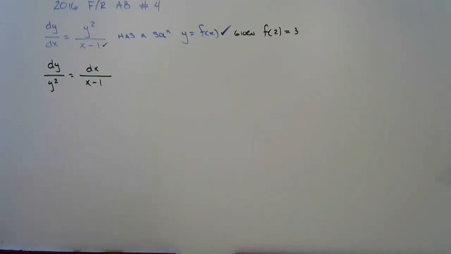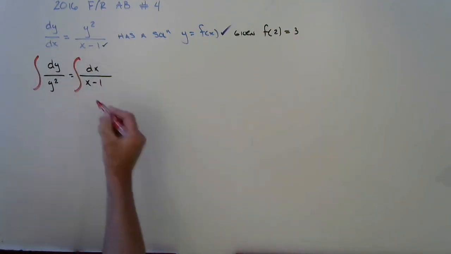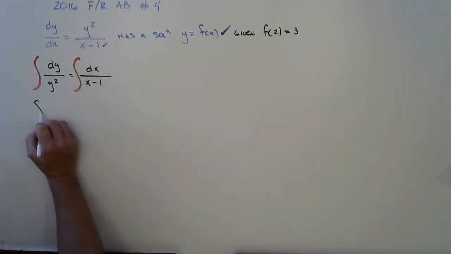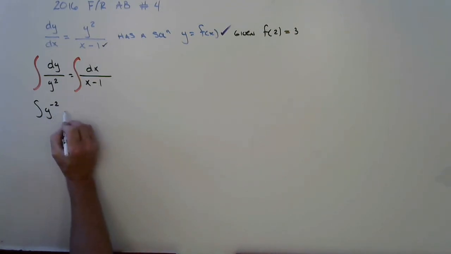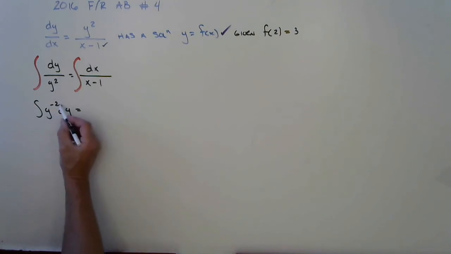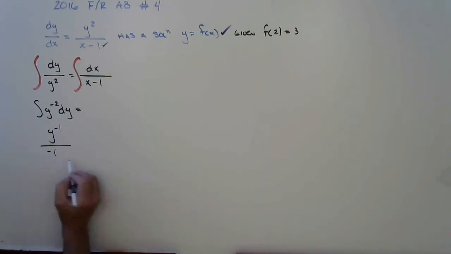Because what do we do to solve this? We integrate this, and we integrate this. Because we just turn them into two integrals. All right, we turn them into two integrals. Now, we can integrate these, right? This is the integral of y to the negative 2 dy. We know how to integrate. You add 1, y to the negative 1. You divide by negative 1.